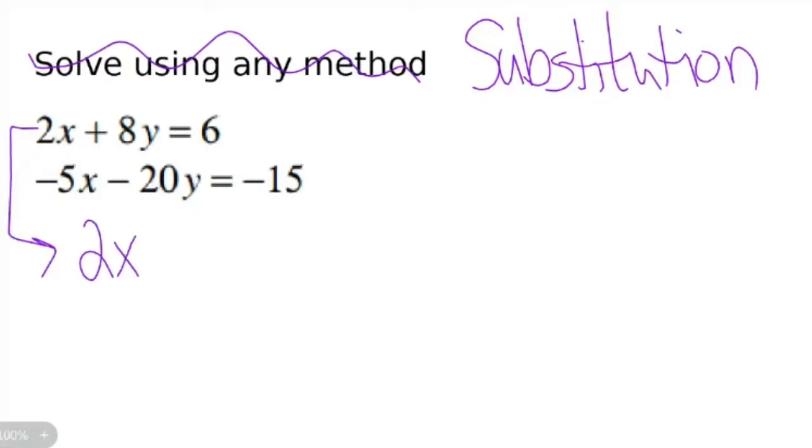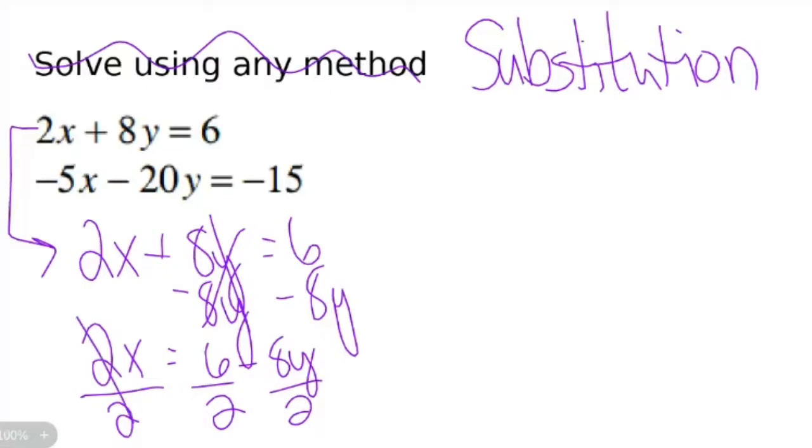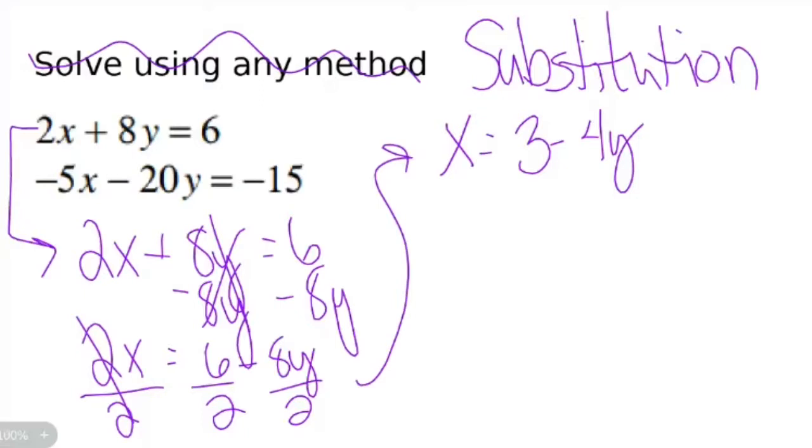So I'm going to write out 2x plus 8y equals 6. Is x all by itself? No. What's in the way? Well, negative 8y is floating around. So let's subtract both sides by negative 8y, cross you out. I have 2x equals 6 minus 8y. Is x all by itself? No. What's in the way? 2. Divide everything by 2. And the top equation is now x equals 3 minus 4y.